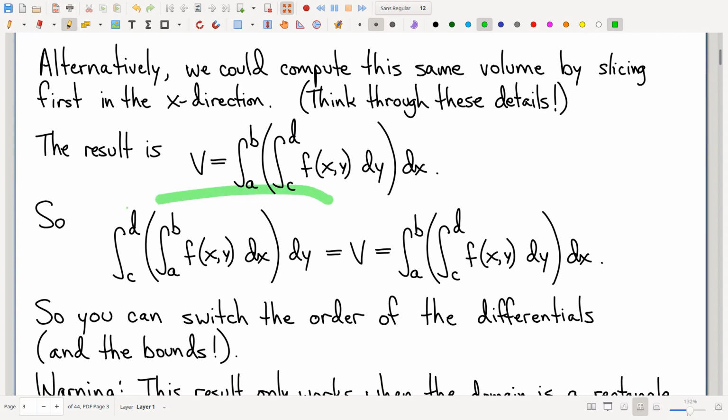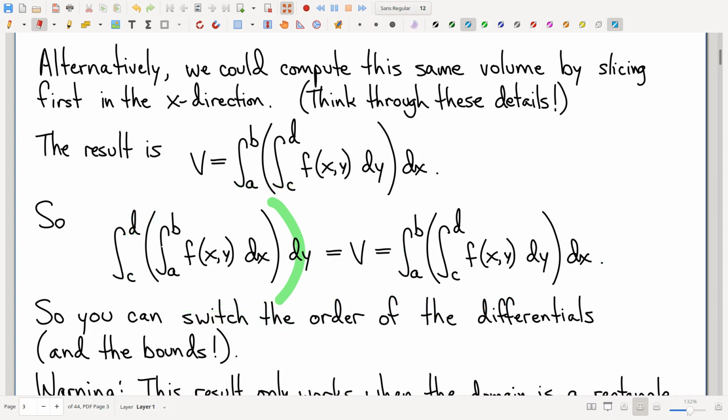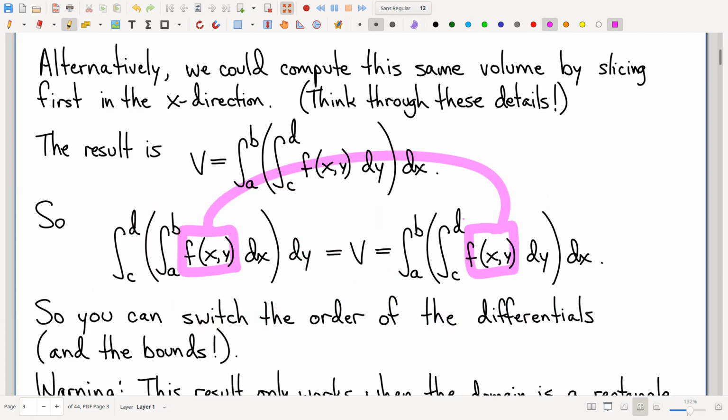So here's what we saw initially with our y slicing on the outside. And when you argue in the other direction, you are going to find that you get this. So the analogy is quite strong. Notice that in both cases, the integrand is the same. Well, of course it is. It's the height.